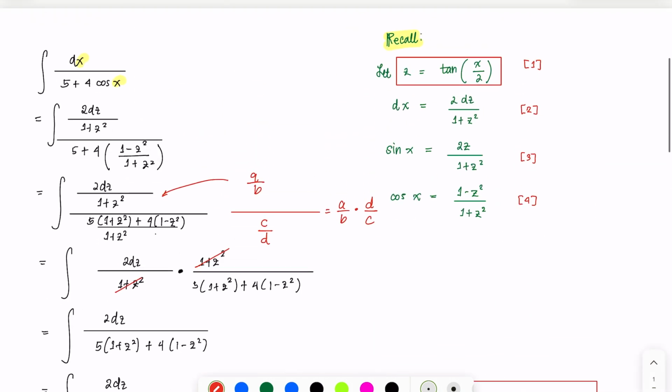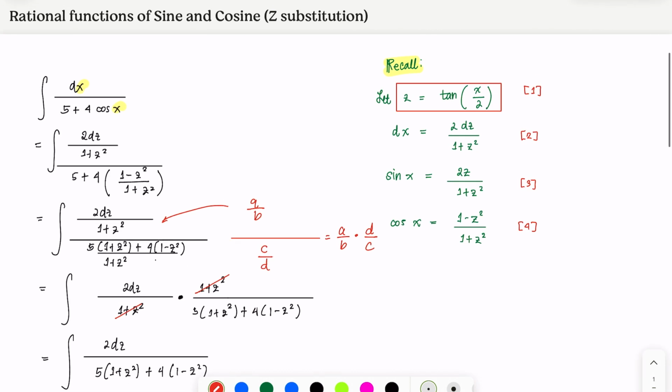The salient thing that you should remember is the following substitution. You let z be equal to the tangent of x over 2, and that implies that your dx is just 2dz over 1 plus z squared. Your sine of x will be expressed as 2z over 1 plus z squared. Your cosine of x will be 1 minus z squared all over 1 plus z squared. And in order for you to recall this easily, most of the terms are expressed in terms of z as 1 plus z squared, 1 plus z squared, and 1 plus z squared.